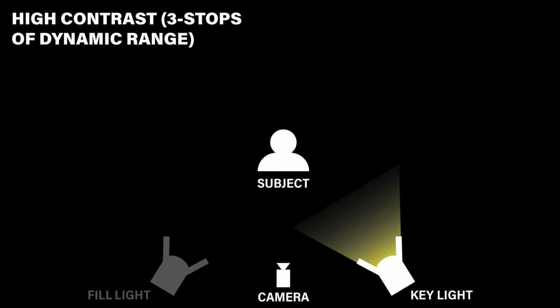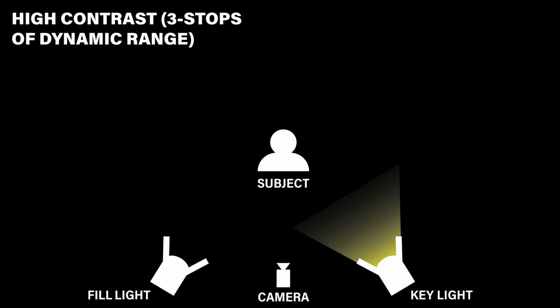The next lighting look is high contrast, 3 stops of dynamic range. Once again, we'll have our camera and subject, but for this look, we only need a key light and an adjustable fill light. The key light should be very strong, creating a bright area on one side of the subject, while the fill light on the opposing side is set to different brightnesses, depending on how many stops are wanted.